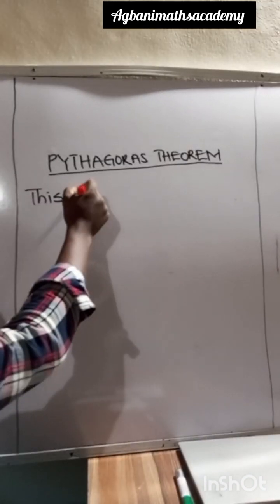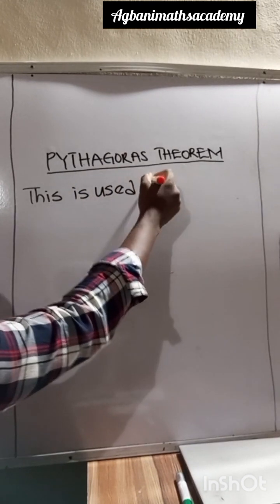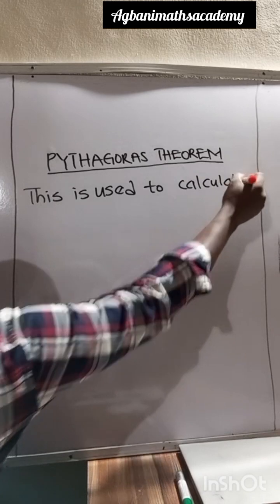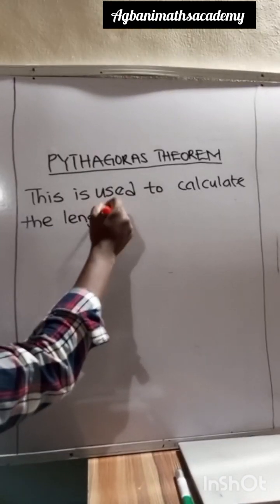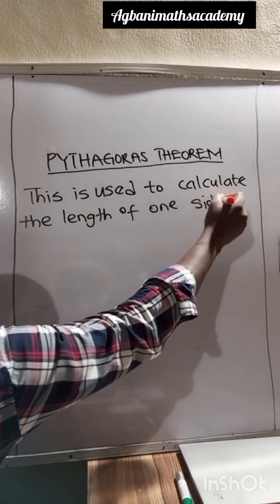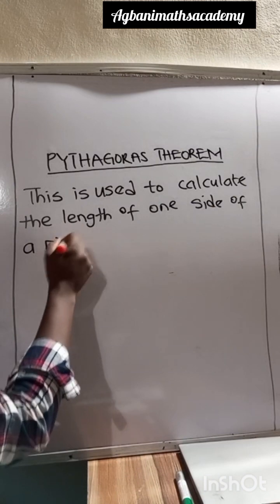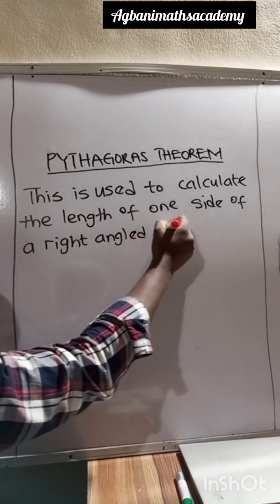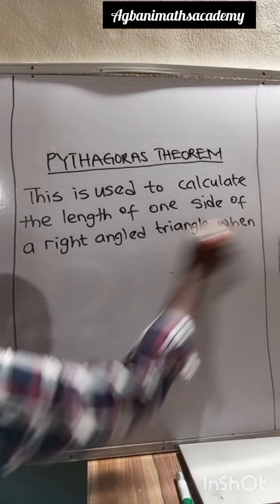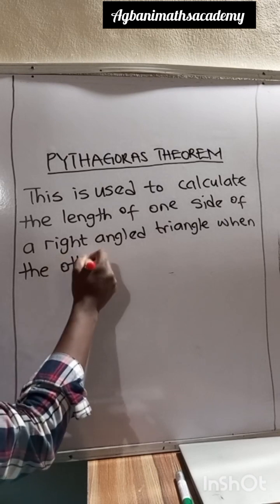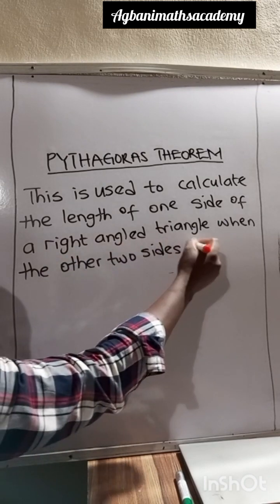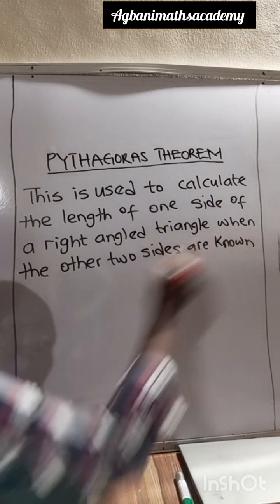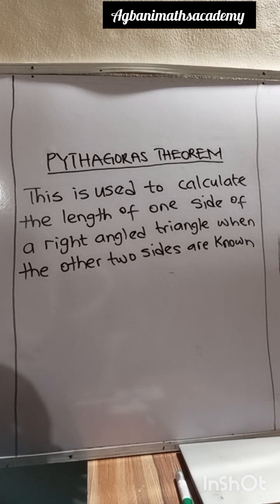So Pythagoras Theorem is used to calculate the length of one side of a right angle triangle when the other two sides are known. Okay, so what is Pythagoras Theorem used for? Pythagoras Theorem is used to calculate the length of one side of a right angle triangle when the length of the other two sides are known.